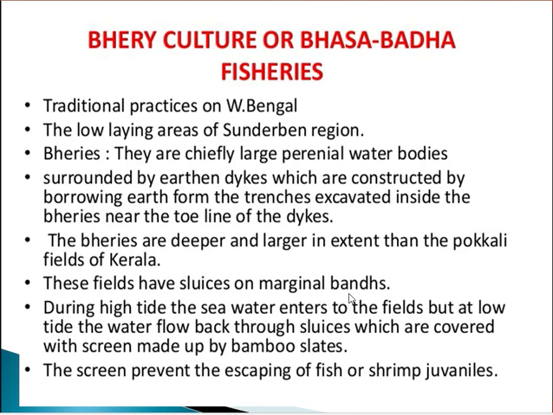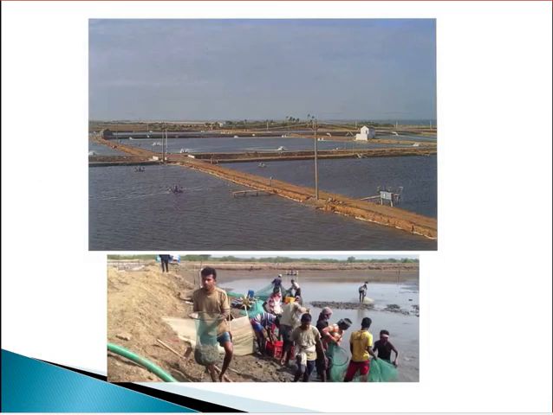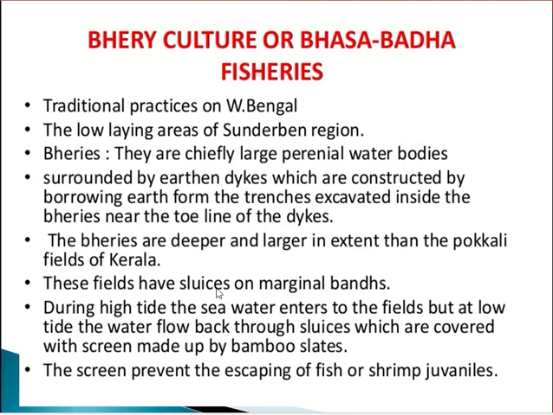And on these bunds, the boundaries which are seen around the bheri, there will be sluice gates, and the technique is the same. That is, during high tide the water will enter into the field, but at low tide the water will flow back through the sluices, and during that time the sluices will be covered with screens made of bamboo slats. So during high tide, when the water comes in, prawn larvae, fish larvae, etc. come in. During low tide, when the water goes out, because of the closing of the sluice gates, or because of the presence of nets at the sluice gates, the larvae are prevented from escaping. So they will be held up in the bheri.